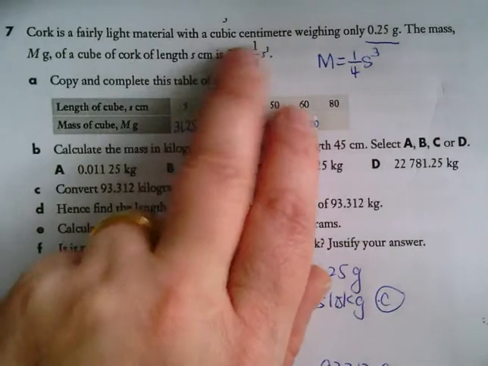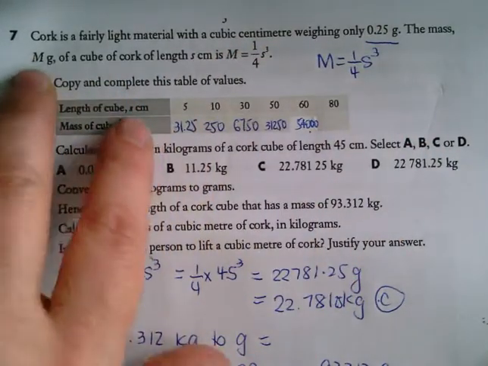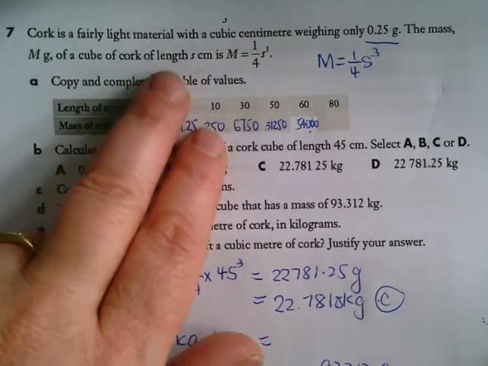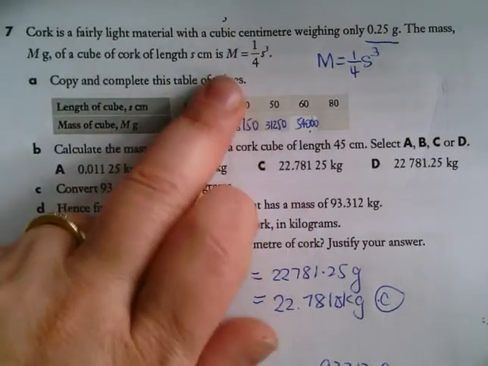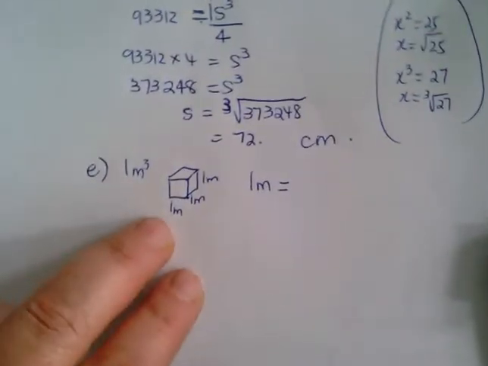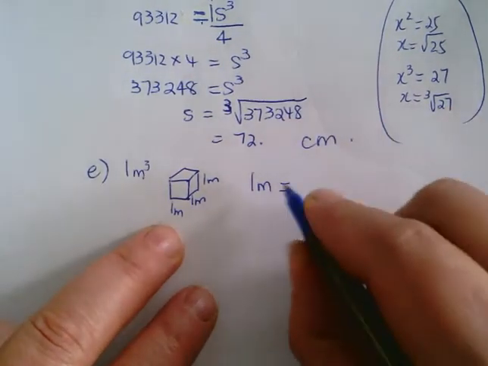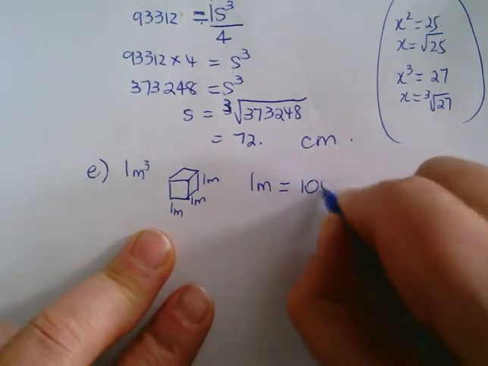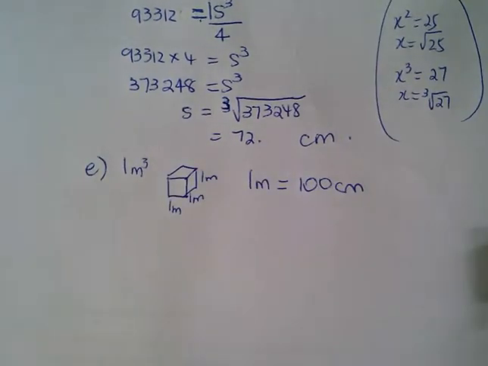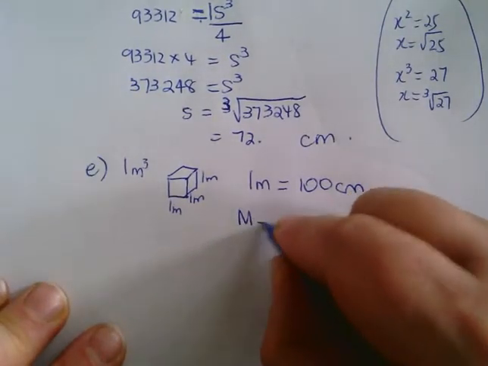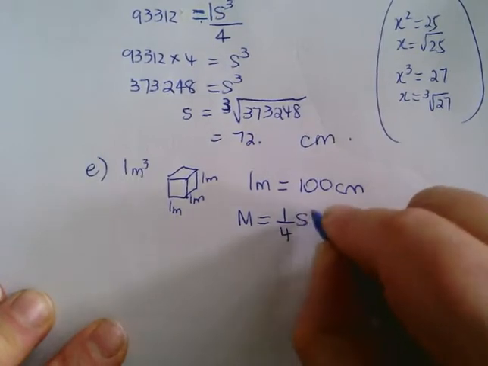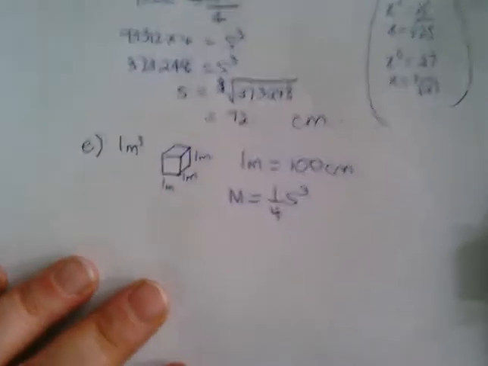Look back at the formula. Let's read the question. Cork is a light material with a cubic centimeter weighing that. The mass m of a cube of cork of length s centimeters. What's the length of my cube of cork? 1 meter, which is how many centimeters? So you substitute 100 centimeters into your formula. Girls, it's really important that you read the units of the question.